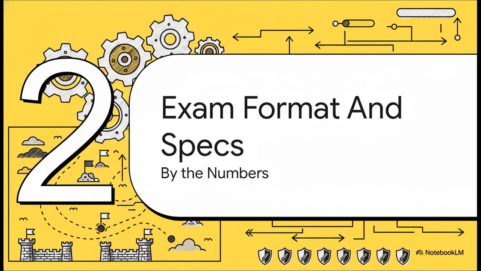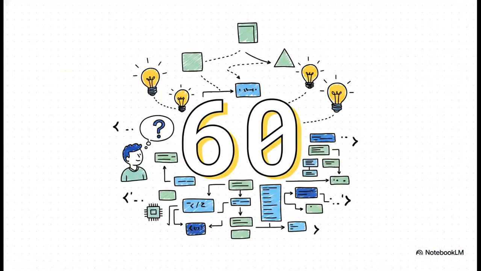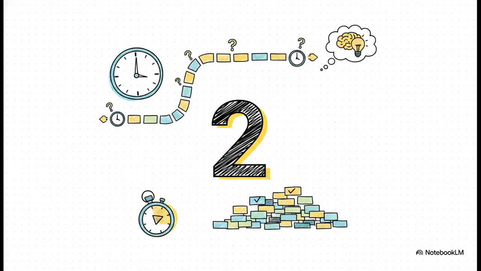By the numbers. Before we get into the heavy technical weeds, let's ground ourselves on what you're actually facing. The exam consists of exactly 60 questions. And listen, these are heavily scenario-based. You aren't just going to be reciting definitions here. You're going to be dropped into a hypothetical developer scenario and asked to choose the absolute best architectural or coding path forward.